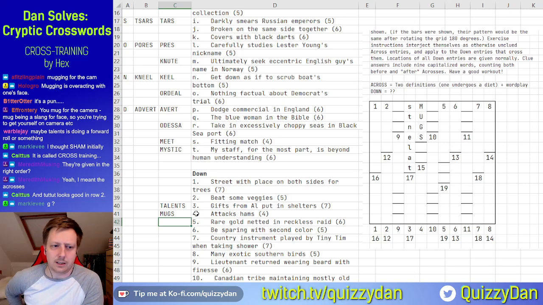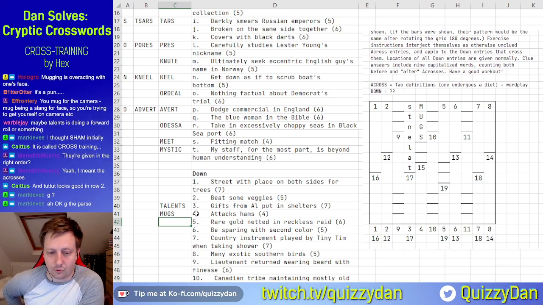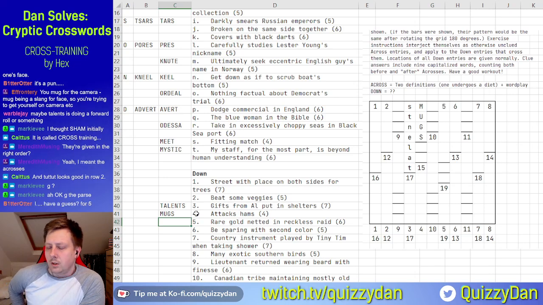Oh no, I don't like this. Oh yes, tut tut would then fit. Yes, would then fit in there. That is true. So I think for some reason talents is going up rather than down, which could mean we have an actual 7 up clue. Let's all have fingers crossed for the 7 up clue.